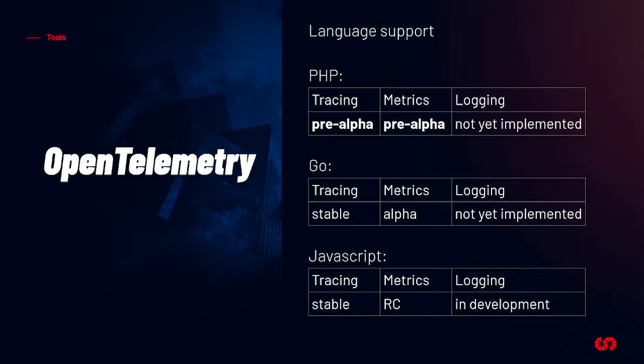As I said, logging support has not yet been implemented for PHP. Metrics and tracing are in pre-alpha status. Tracing is usable, metrics not yet. For example, the JavaScript SDK is more mature.